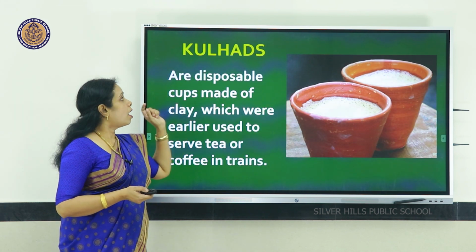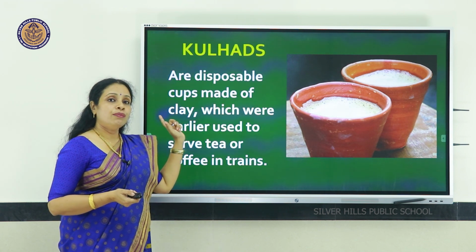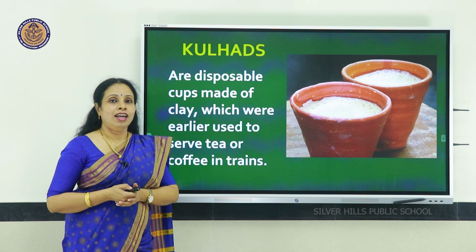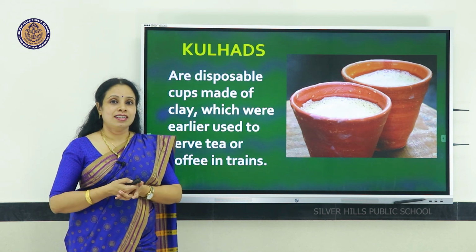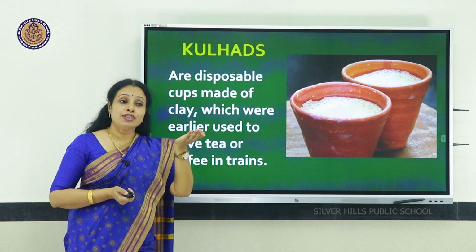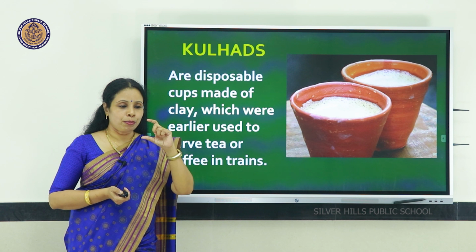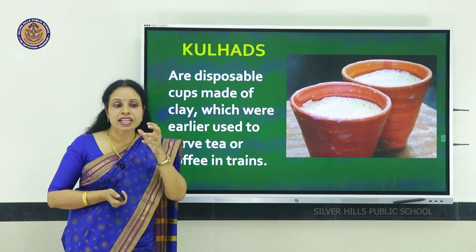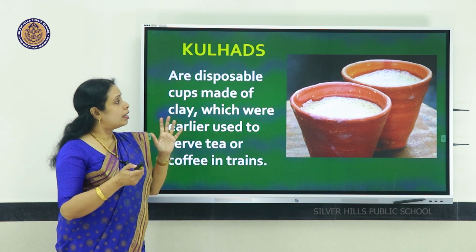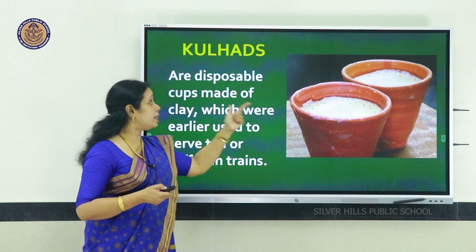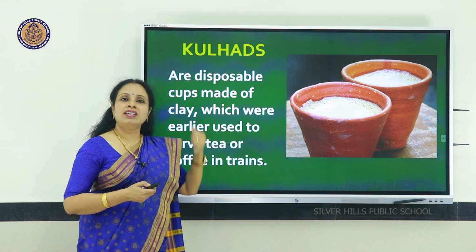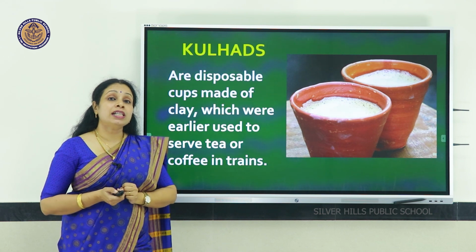What are kulhads? They are disposable cups made of clay which were used earlier to serve tea and coffee in the trains of India. You know, the Indian Railways is one of the largest in the world and millions of people commute using it, and they may have to drink tea or coffee. Earlier it was served in plastic cups, but when you pour hot tea into plastic cups, it will react with the plastic and we will be drinking toxic tea. So to avoid that, these kulhads were made using clay. Nowadays we are not using these also because a lot of topsoil was taken away. Nowadays we are using disposable cups made of paper.